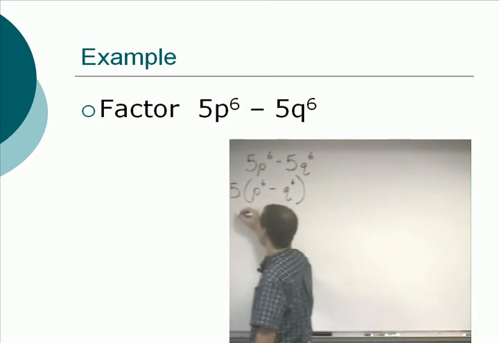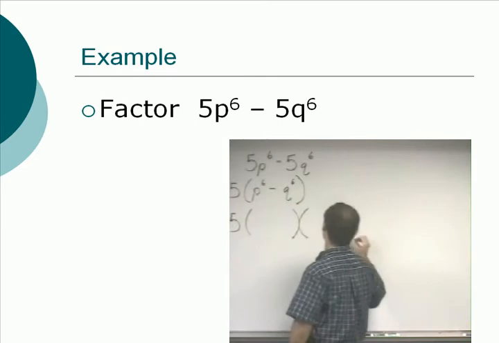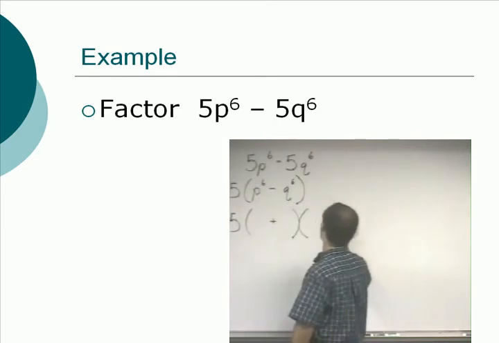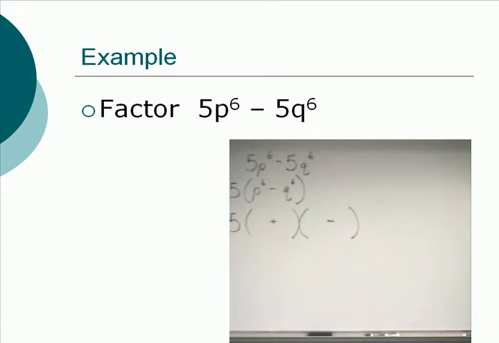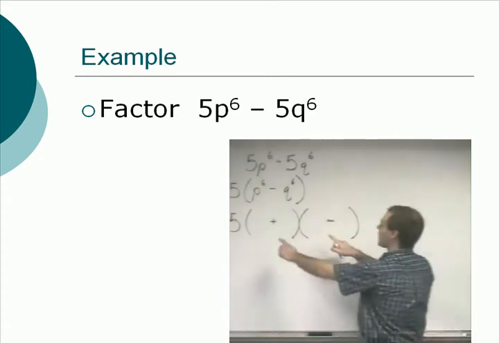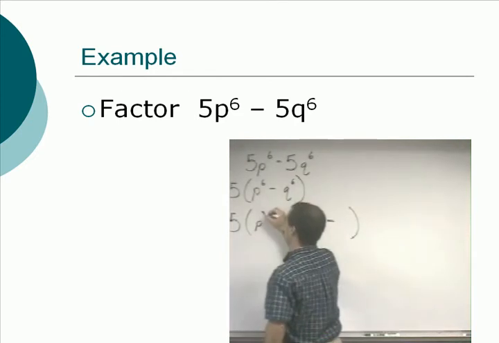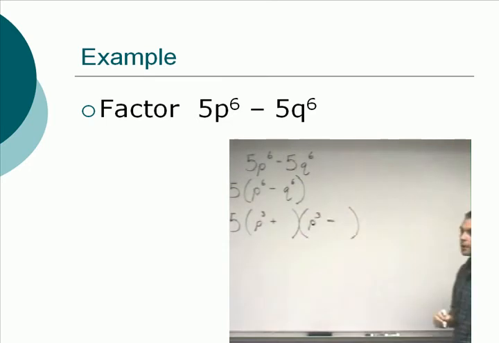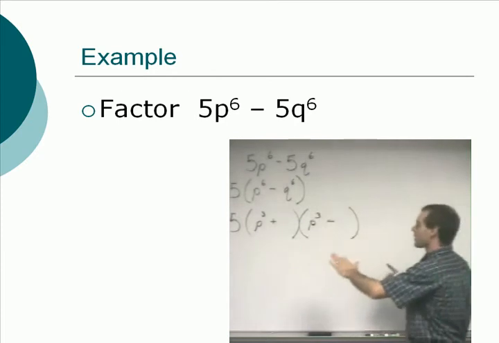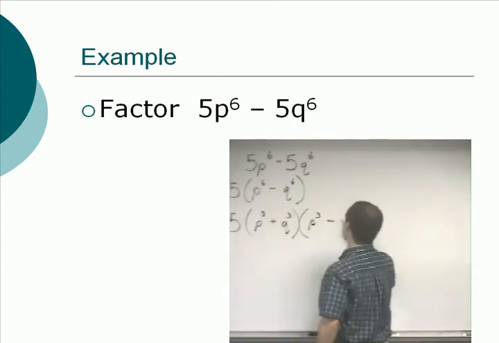That'll factor into 5 times difference of squares. Remember, any even exponent makes it a perfect square. So your first 2 terms have to be what? P to the 3rd and p to the 3rd. Now verify that. Well, we'll verify it in a minute. Your last 2 terms have to be q to the 3rd.